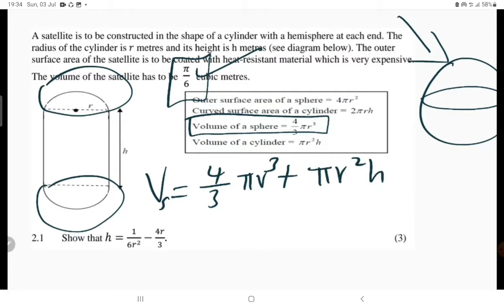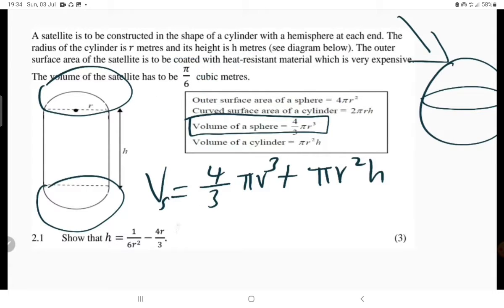Then the base of the cylinder is, of course, a circle. So the area of the circle is pi r squared, then times how high the cylinder is, so the height of the cylinder. Now, this is what we have. So remember now that the volume was provided, so we just need to substitute the volume that is provided into our formula.